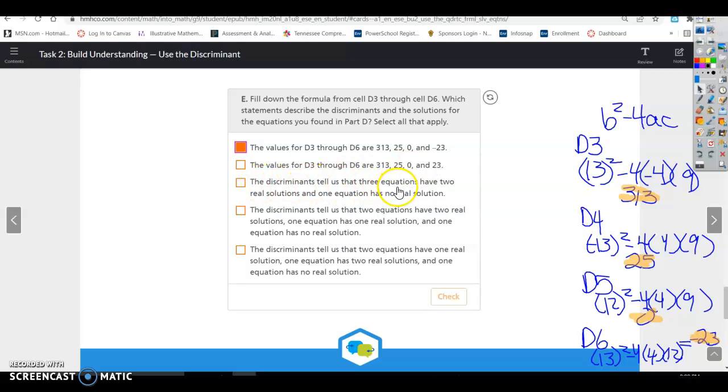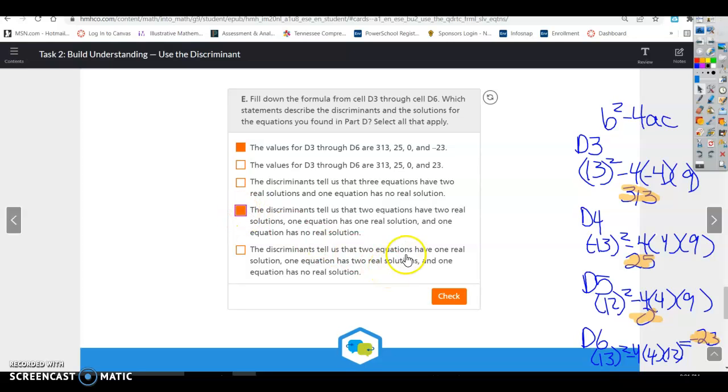The discriminants tell us that 3 equations have 2 real solutions and 1 equation has no real solutions. So 3 equations have 2. That's not true. 2 equations have 2 real. The discriminant tells us that 2 equations have 2 real. That's true. 1 equation has 1 real. That's true because 0 means 1 real. And 1 equation has no real solutions. That comes from the negative. So that one is true as well.